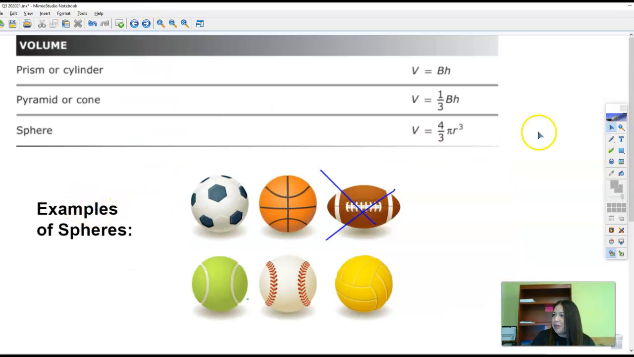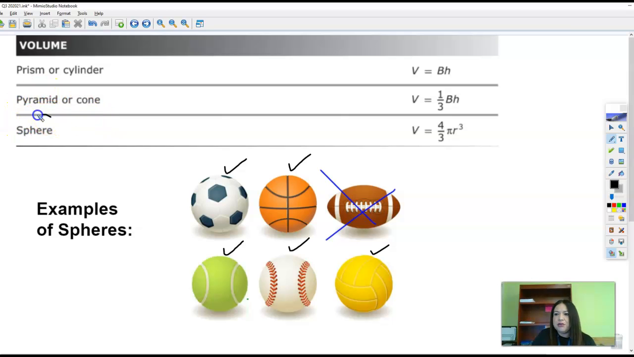So I put some examples right here. A soccer ball is a sphere, a basketball is a sphere, a tennis ball, a baseball, a volleyball, but just not a football. Why? Because the radius would be different in different parts of the football. So for that reason, the football is not considered a sphere.